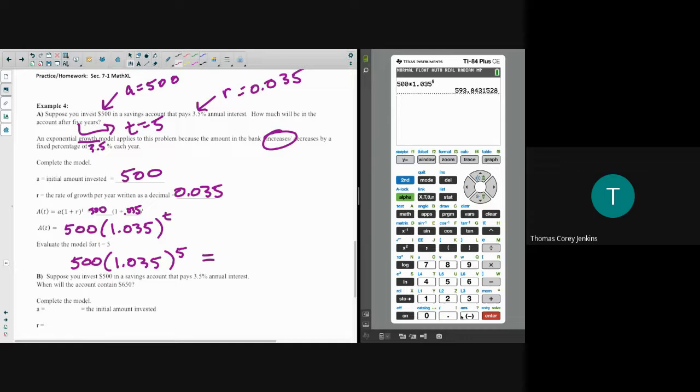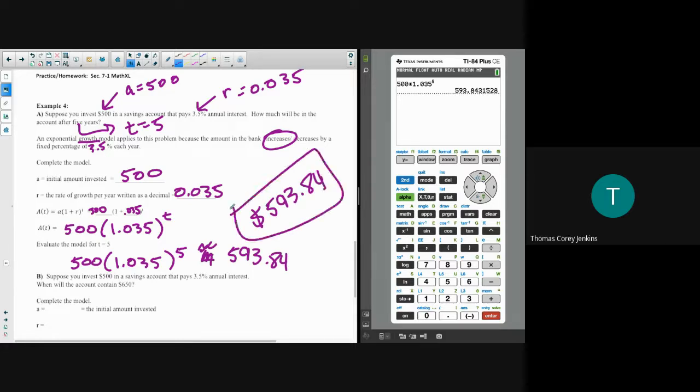And then it's understood here that I would round to the nearest hundredth because we're talking about dollars and cents. So about 593.84. So I'm going to change this since we're rounding to about 593.84. All right, so that does that one.